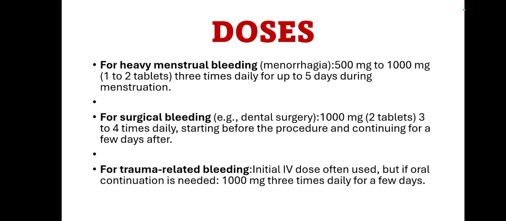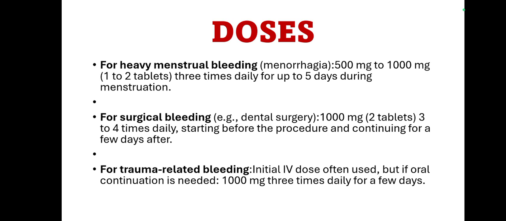So the common doses: for heavy menstrual bleeding in menorrhagia, the dose is 500 mg to 1000 mg, 1 to 2 tablets thrice in a day. Depending on the prescription of the physician, the medication is given. For surgical bleeding, in dental surgery or different surgical bleeding, you can give 1 gram or 1000 mg tablet thrice, or TDS, we can give.